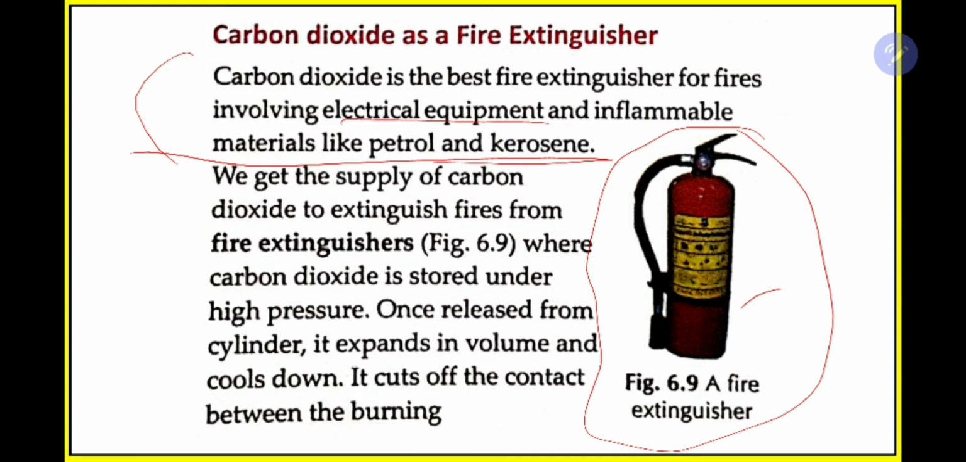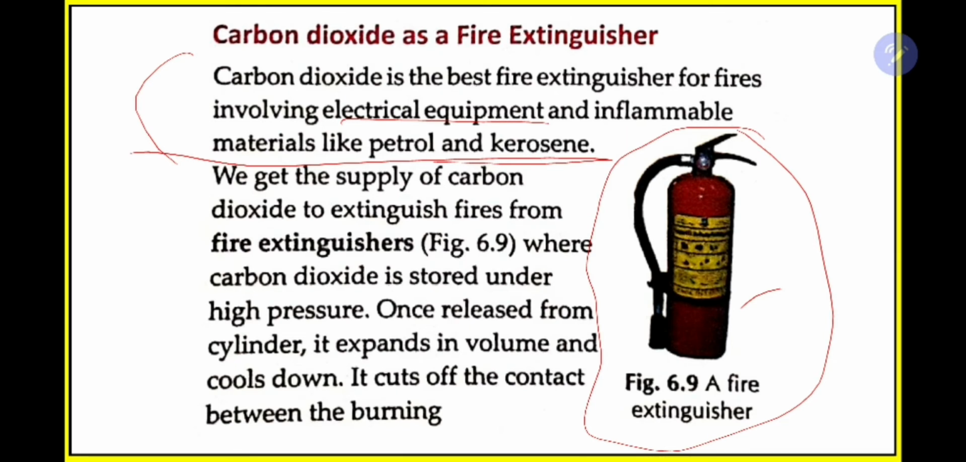We get the supply of carbon dioxide to extinguish fire from a fire extinguisher. So from where do we get carbon dioxide? From the fire extinguishers, where carbon dioxide is stored under high pressure. Carbon dioxide, oxygen, nitrogen, we all know these are gases, and we know how gas is stored in a cylinder, under high pressure.